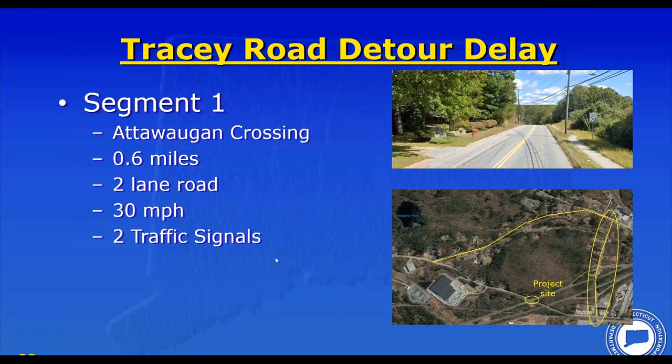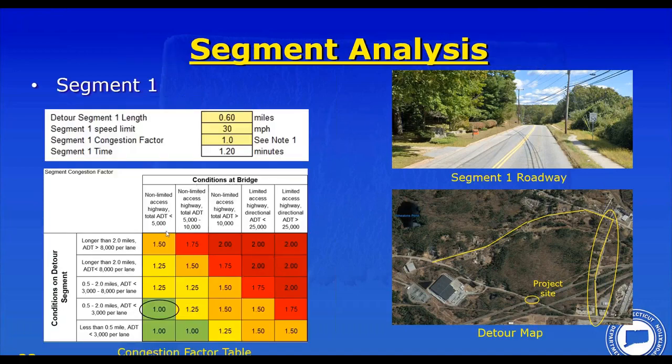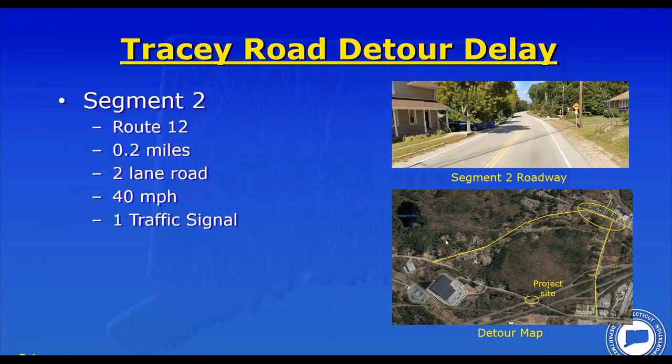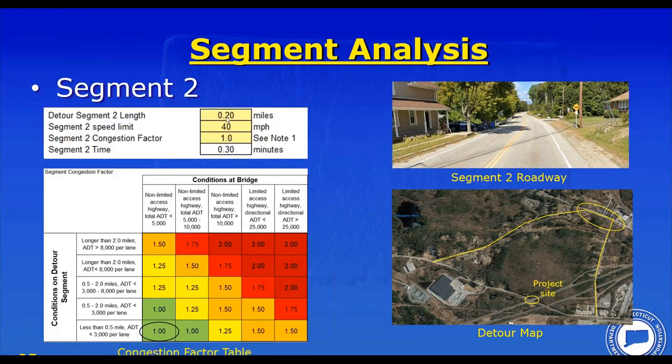same as before. The difference is we have lower ADT, and the condition at the bridge is a non-limited access highway with low ADT. So we have a congestion factor of only 1 for this case. Segment 2 is this little section right here, 0.2 miles, 40 miles per hour, 1 traffic signal, only 0.3 minutes to go through this segment. It's only 0.2 of a mile.